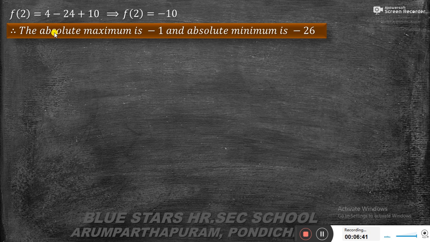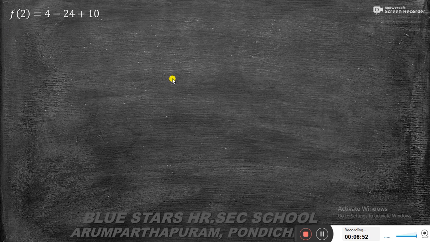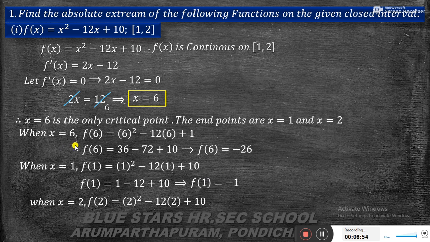So from this I find the absolute extrema, which is what the question asks. Absolute extrema means absolute maximum and absolute minimum. So we found the values: f of 6 equal to minus 26, f of 1 equal to minus 1, f of 2 equal to minus 10. From these three values we choose the absolute maximum and minimum.